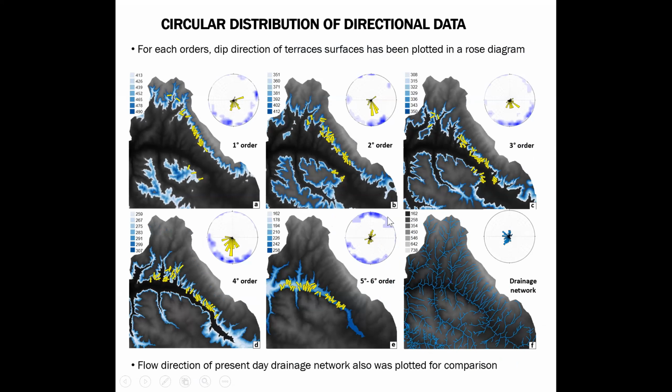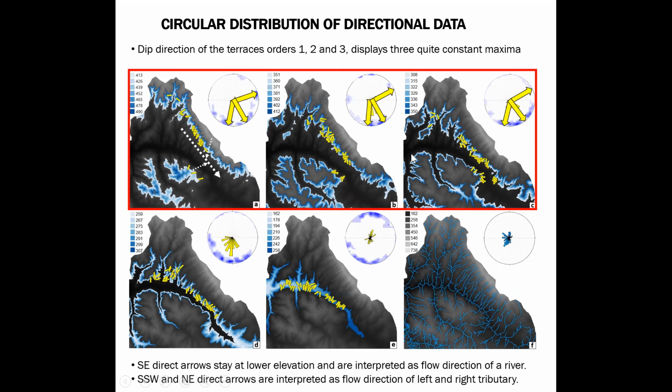To compare the maps together, for each order, the dip direction of the terraces was analyzed in a rose diagram to display the statistical distribution of the directional data, and the flow direction of the present day drainage network was also computed in the rose diagram for comparison. If you look at the first three maps, the dip direction of the terraces of order 1, 2, and 3 displays three quite constant maxima, indicated by the yellow arrows.